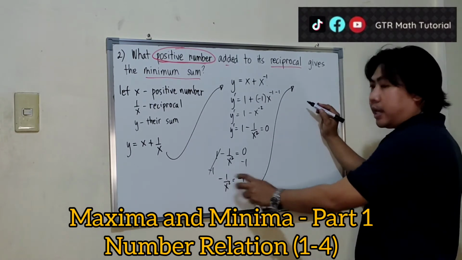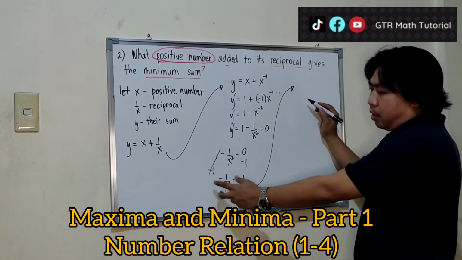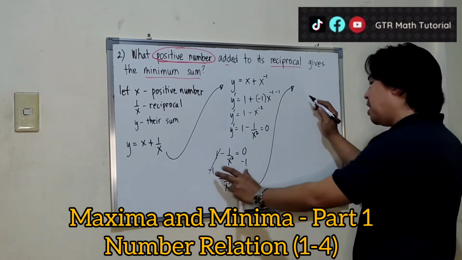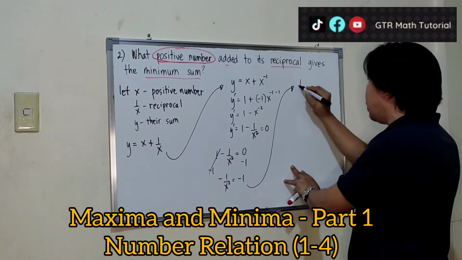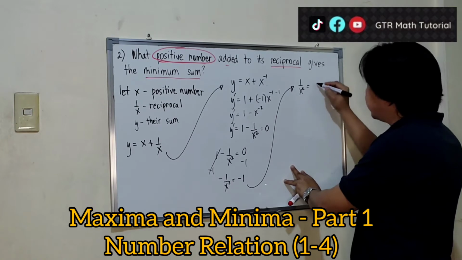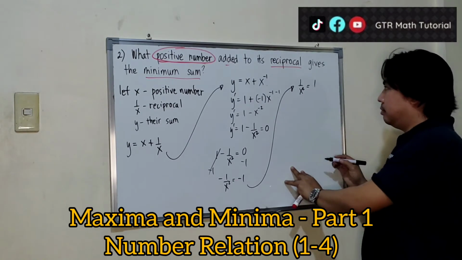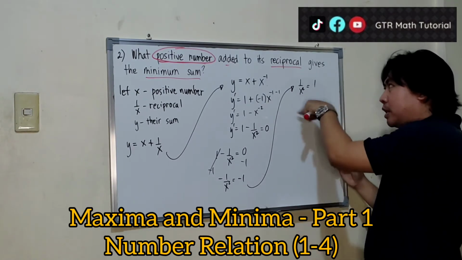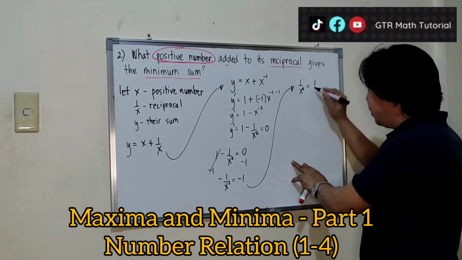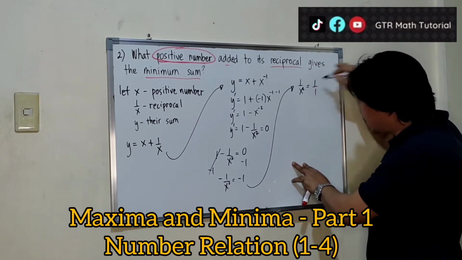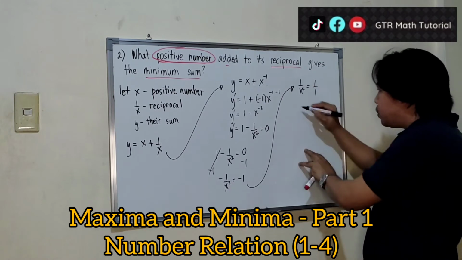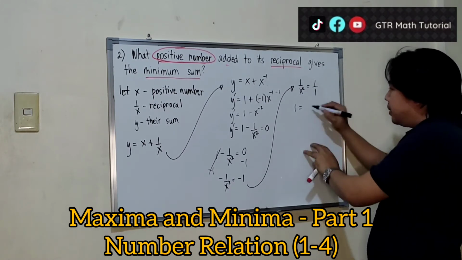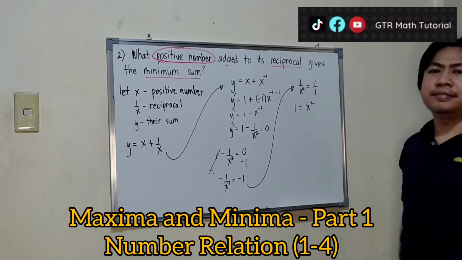Simplify. Since they are both negative, we can multiply both sides by negative 1 or just simply cancel the negative sign. So we have 1 over x squared equals 1. Therefore, just cross multiply. This is over 1, so just cross multiply to solve for x squared. 1 times 1, so we have 1 equals x squared.